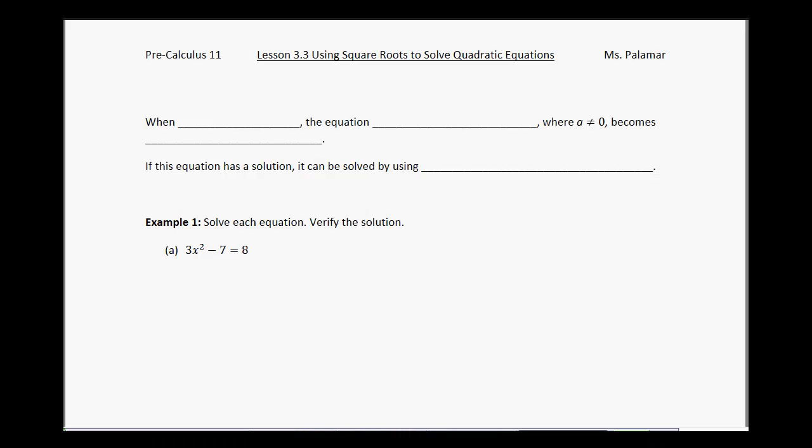Welcome to lesson 3.3, using square roots to solve quadratic equations. So, when b equals 0, the equation ax squared plus bx plus c equals 0, where a cannot equal 0, becomes ax squared plus c equals 0. If this equation has a solution, it can be solved by using square roots. Let's just give it a try right off the bat.